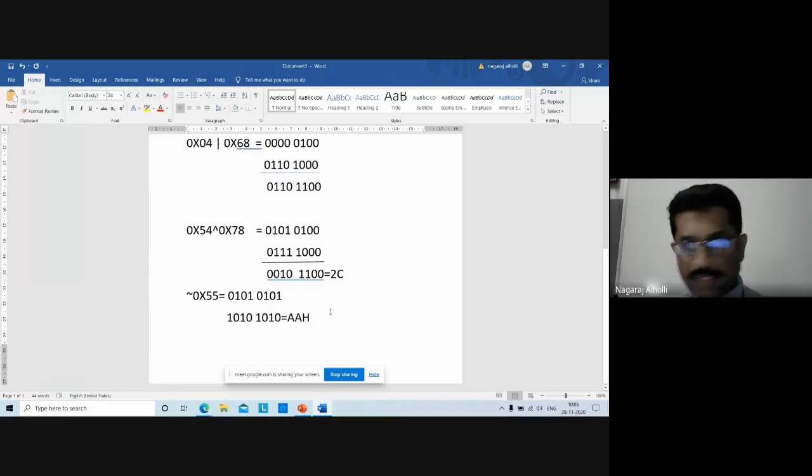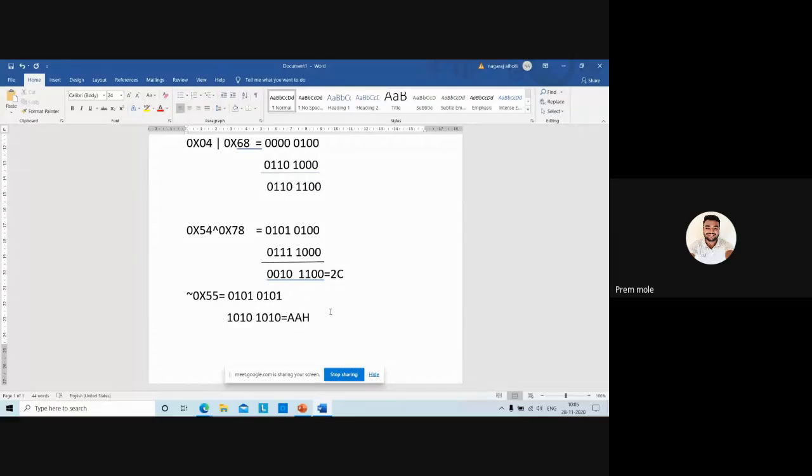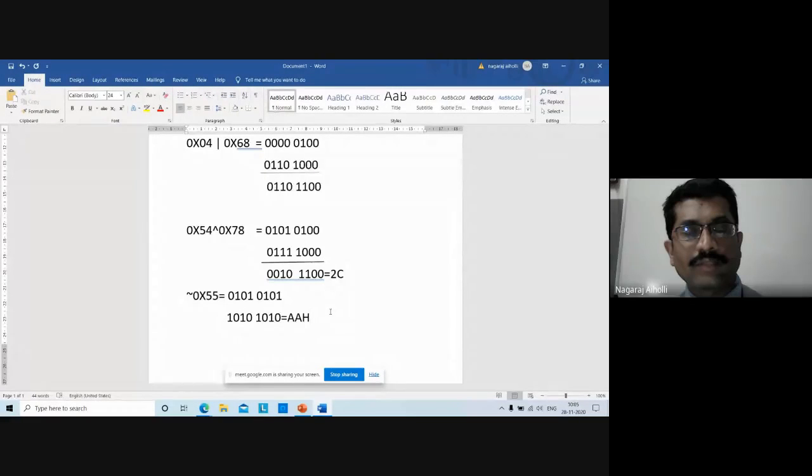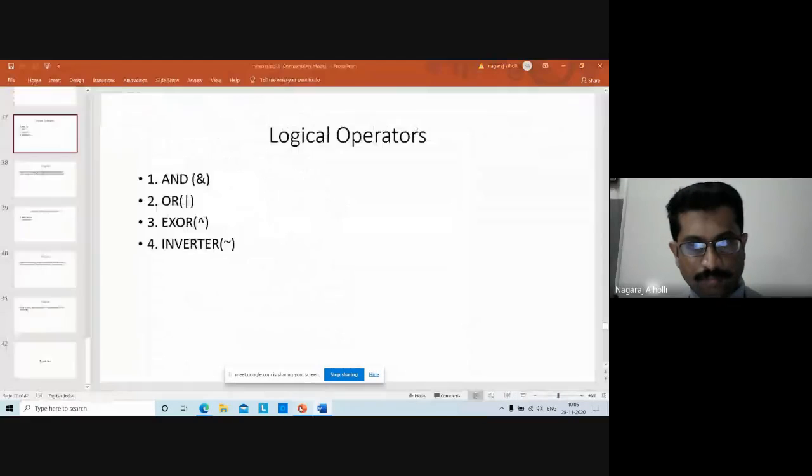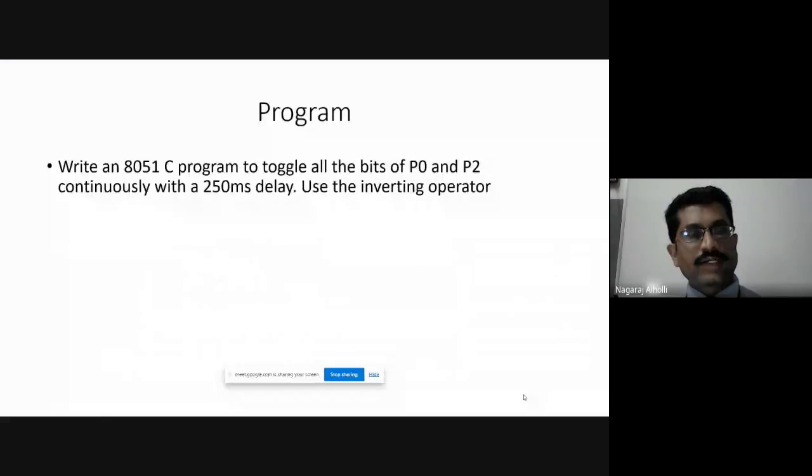So this is how these operators work: logical AND, logical XOR, logical OR, and logical NOT. Are these examples clear to everyone? Any doubts in these examples? Okay, fine. Let us move on to the next topic. Let us write programs on these logical operators.